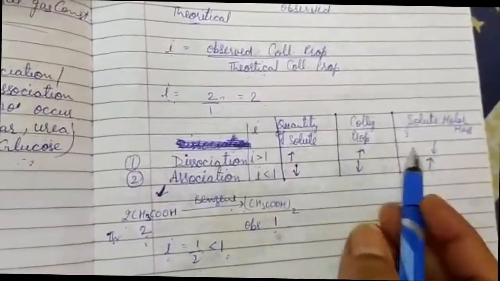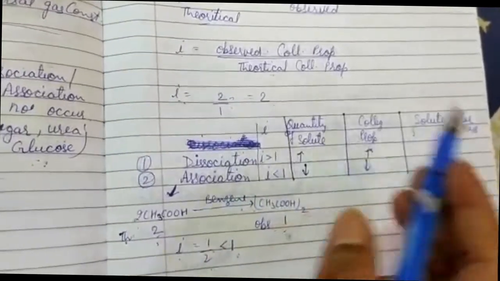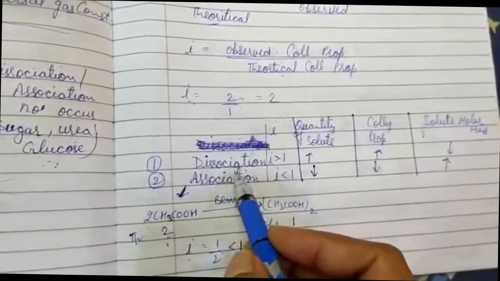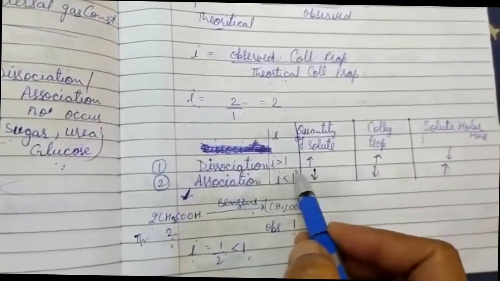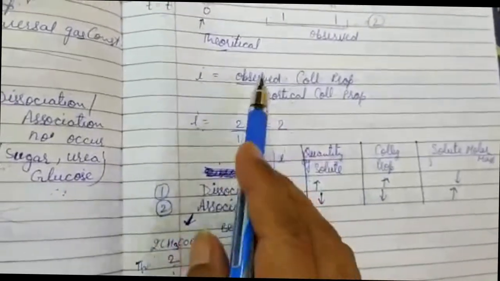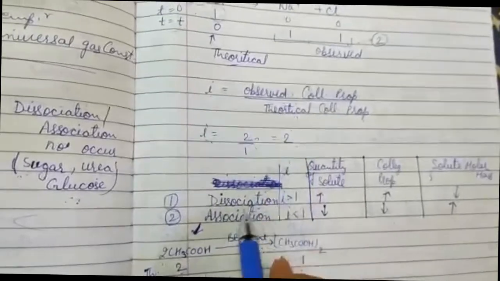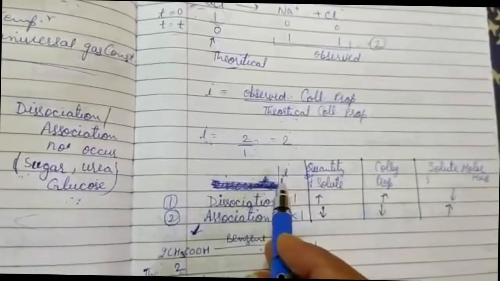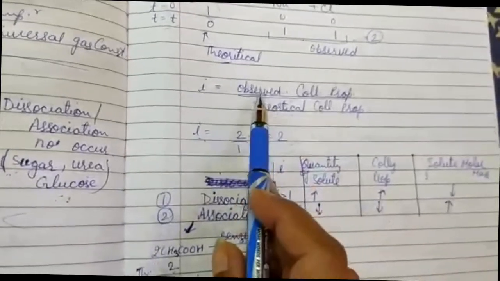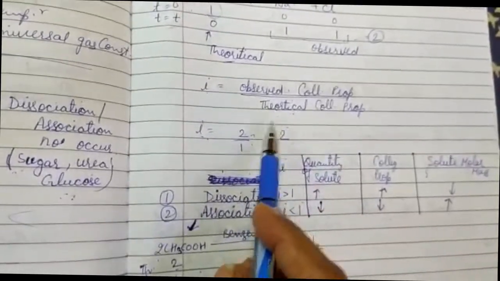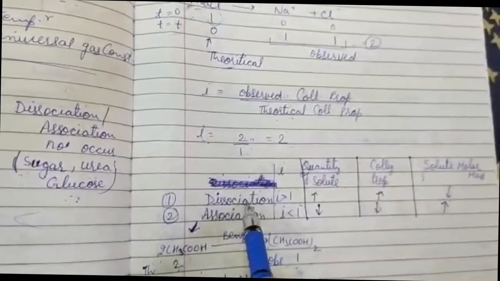Then we can form this table to show the effect of this dissociation of the solute on the different properties. For the dissociation, the i value will always be greater than 1. Why? Because the observed value will always be more than the theoretical value. Because in the dissociation, the solute will dissociate and form more moles. So the observed value will definitely be more than the theoretical value. So always the i value will be greater than 1 for the dissociation.